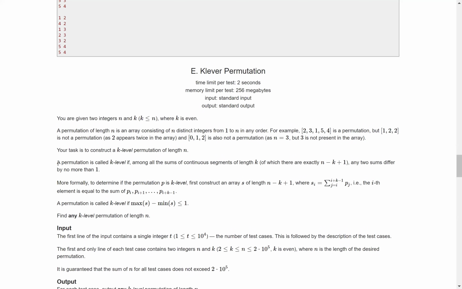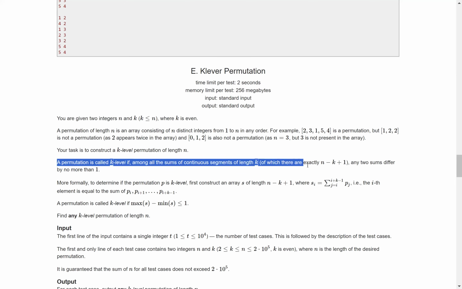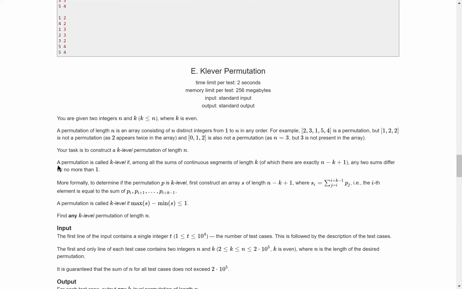Then they have told us a permutation is considered to be k level if among all the sums of contiguous segments of length k, there are two sums that differ by no more than one. I know that this is a pretty vague thing. No problem if it doesn't look good. They have explained it more formally.